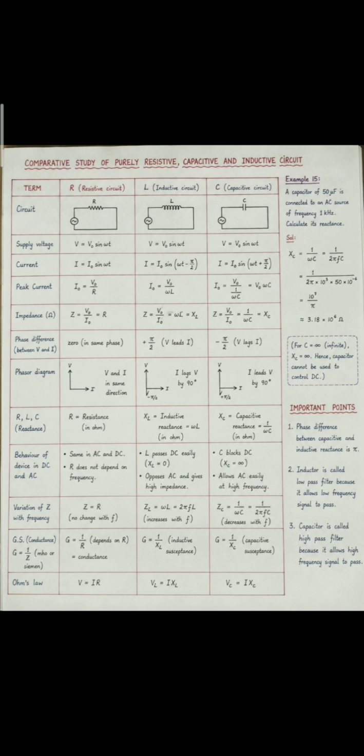And next is the comparative study of purely resistive, capacitive and inductive circuits. The resistive circuit means R is there, inductive means L, and capacitive means C. The supply voltage is V equal to V naught sin omega t. In the case of the capacitor also, V is equal to V naught sin omega t.